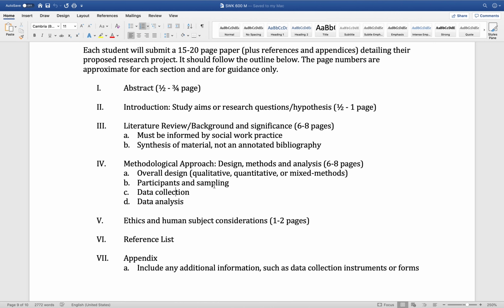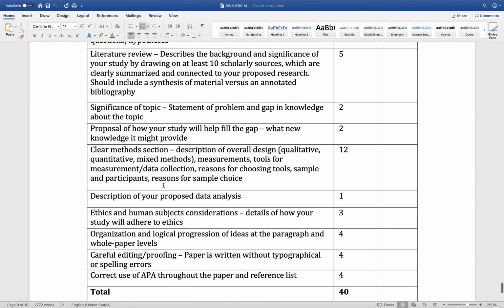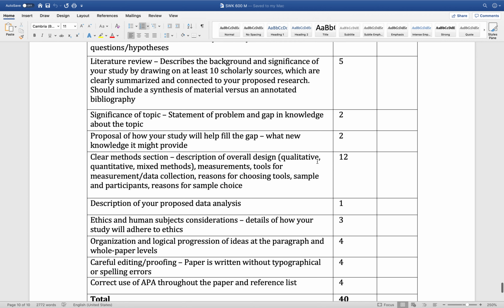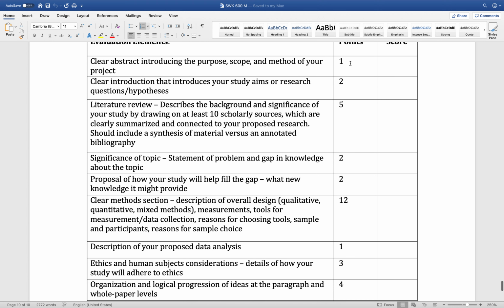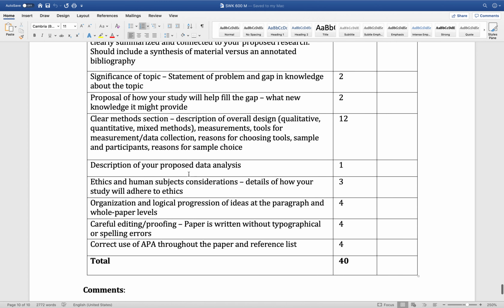So if we go back and forth between this document and that, we have the methodological approach covered, and let's just check here, clear method section, description of overall design. We picked quantitative, the measurements, tools for measurement. We talked about the questionnaire being used, the data collection, reasons for choosing the tools. Some of you may have chosen some questions that are in existing studies, in which case you'd simply state that. Sample and participants answers the who questions, reasons for sample choice also answers the who question, right? So you're all good up until this point. Hopefully you've captured all of the points up until this point.